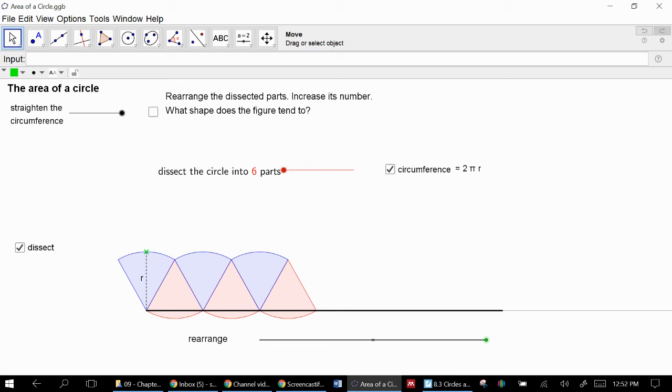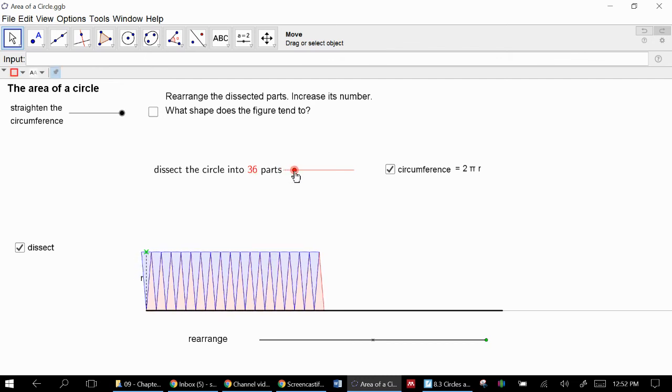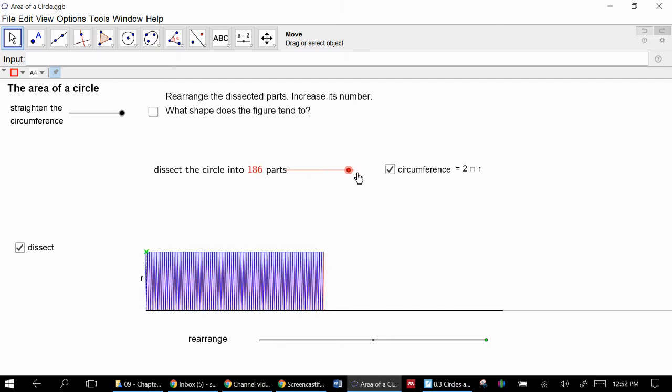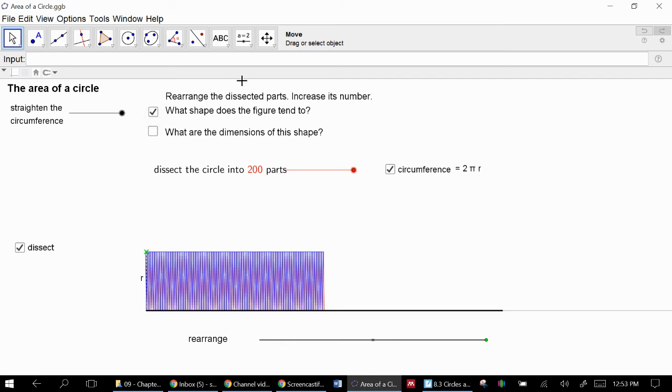If we could imagine that these bottom pieces here and here were straight lines, that would be a parallelogram, and we would know how to find that. We'd know our height is r, and we could figure out how long this side is. But again, it's not really a parallelogram, is it? So here's what we're going to do. Rather than splitting into 6 parts, if we try more and more and more parts, it gets better and better and better. It actually becomes pretty much a rectangle. And so our height here is r. So it looks like a rectangle.